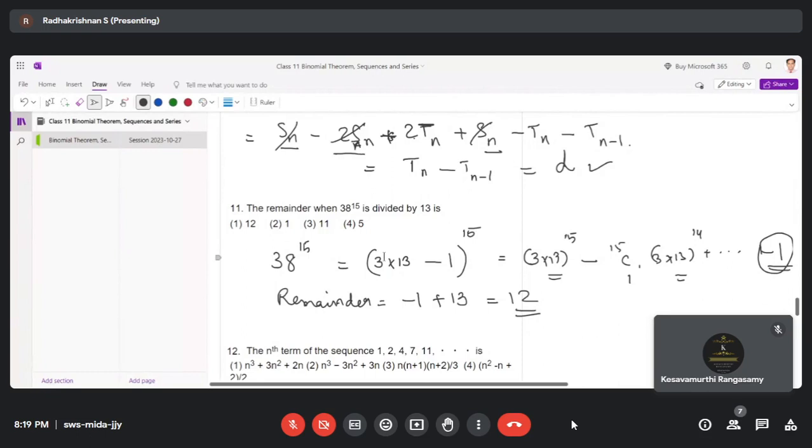Correct. Very good. Tejaswini, right? Who answered this? Who answered this as 12? Tejaswini, sir. Okay, very good. Very good, Tejaswini. That is the right answer.